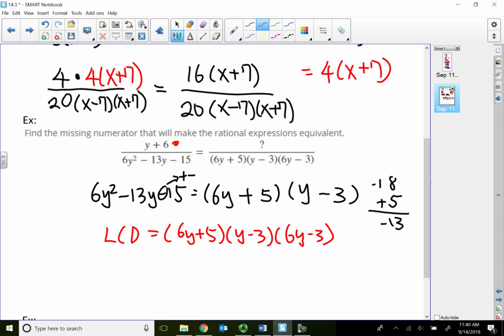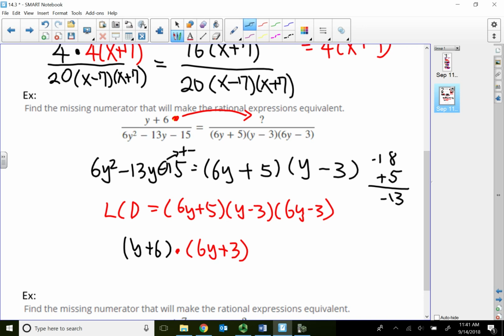So basically, this question mark now will be the y plus 6 is still there. The y plus 6 on the original numerator is still there. Need to multiply, increase how many times? Well, the denominator is missing the 6y minus 3. So that means we will need to multiply 6y minus 3 top and bottom to get to the question mark. So what does the LCD have that the first denominator does not have? It is missing a 6y minus 3, so that's what I need to multiply in order to reach the question mark.